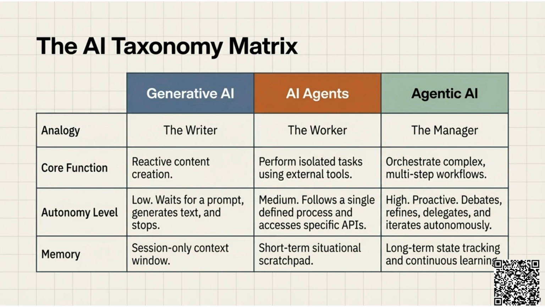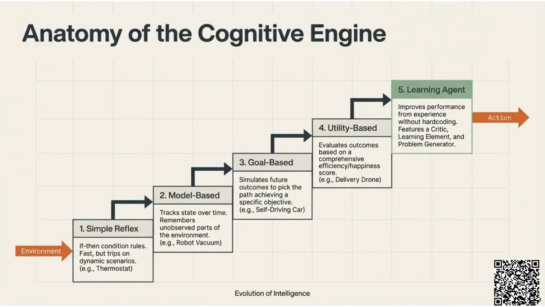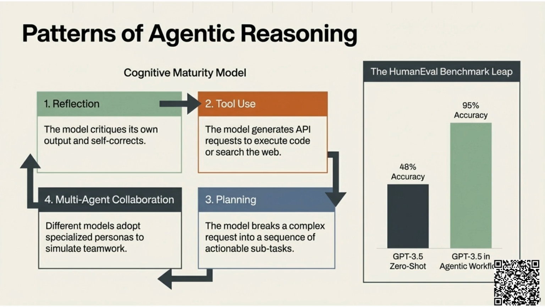The AI taxonomy matrix helps us distinguish between generative AI, AI agents, and agentic AI. Agentic AI, the manager, excels at orchestrating complex multi-step workflows with high autonomy and continuous learning memory. The anatomy of the cognitive engine shows the evolution of intelligence from simple reflex to a learning agent. This fifth step improves performance without hard coding, featuring a critic, learning element, and problem generator.